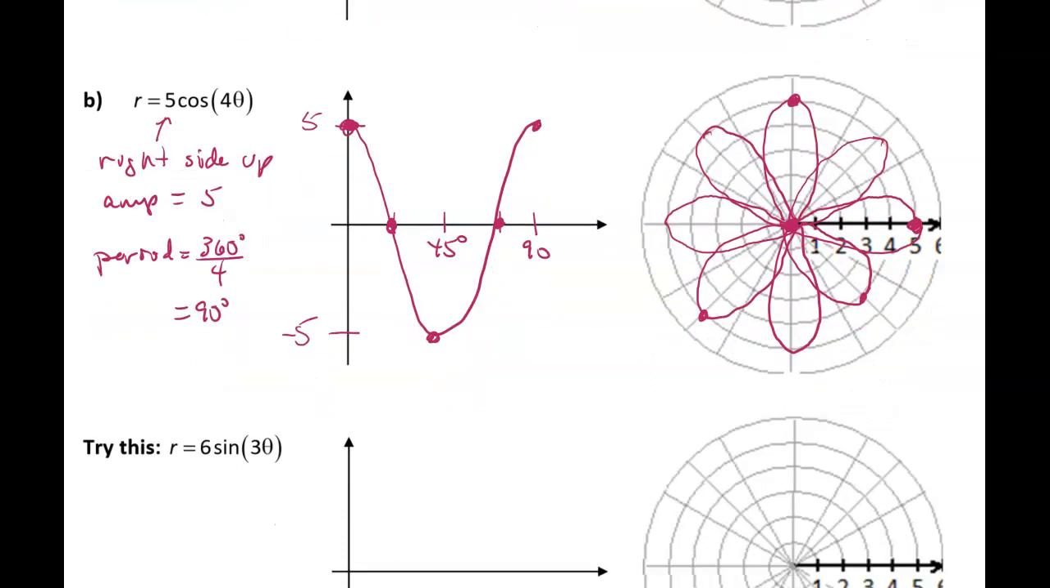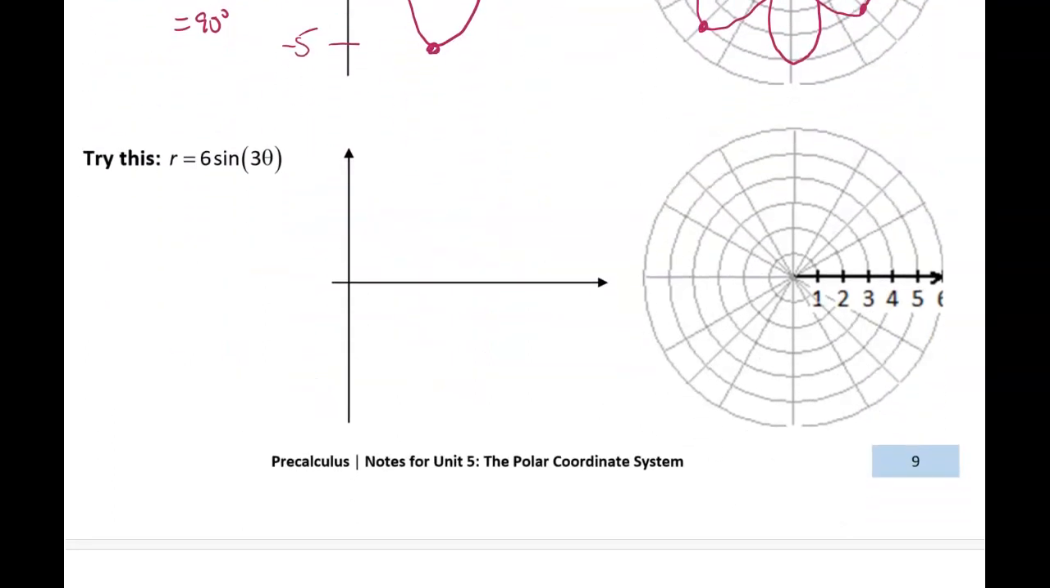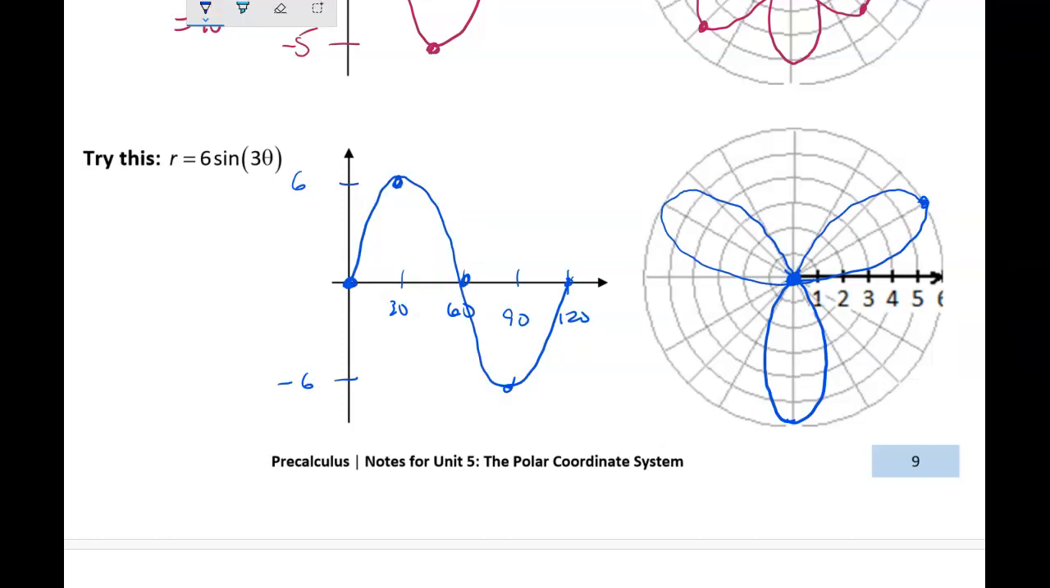All right, below here's one for you to try. r equals 6 times sine of 3 theta. Pause the video while you do this. Okay, here's the graph of the three-petaled rose curve.